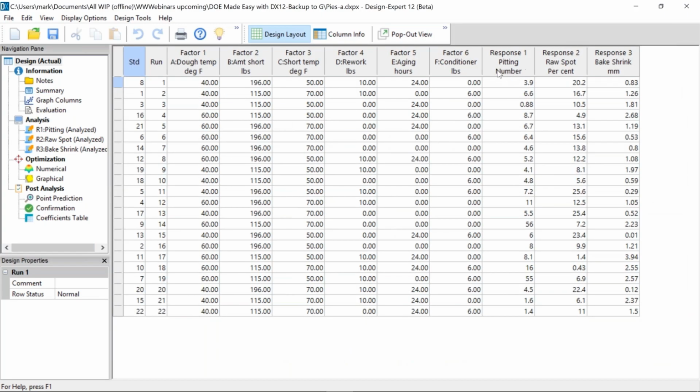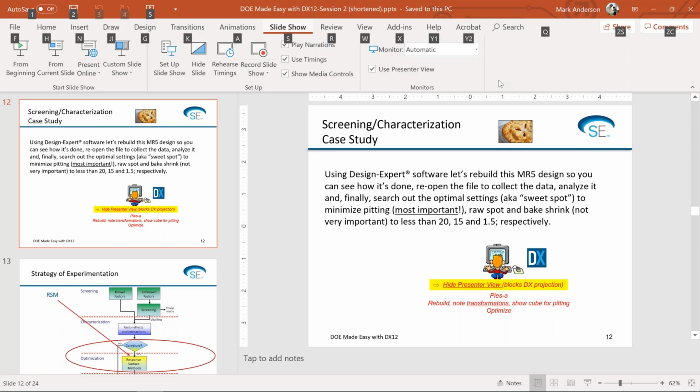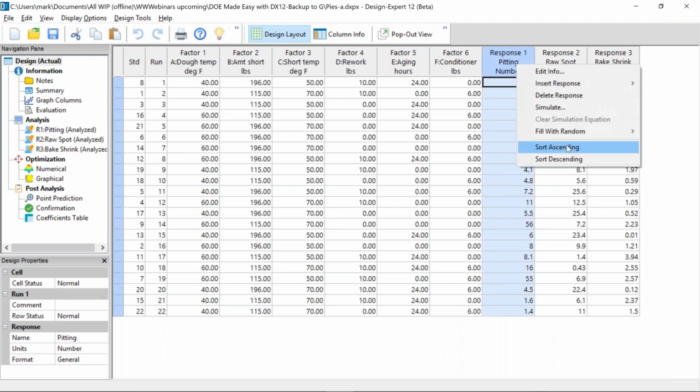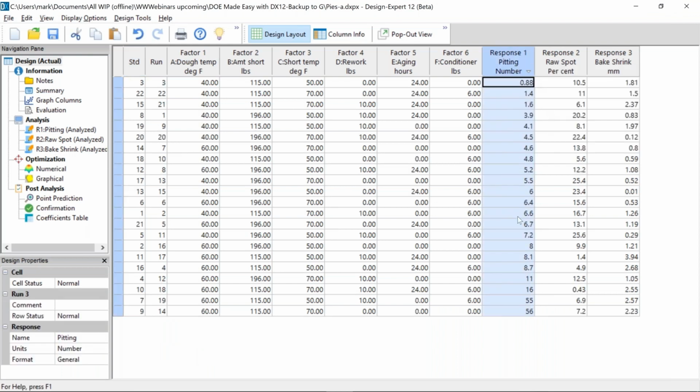So the first thing I always suggest is just look at the data. And according to our specifications, we needed to get less than 20 on the pits. So if I sort this from low to high, we see that there's some results that have way more pits than what we need, but there's lots of results that are less. So this is promising. It shows a good spread and that we have a chance to accomplish our mission. Keeping in mind also we have to worry about raw spots and bake shrink.